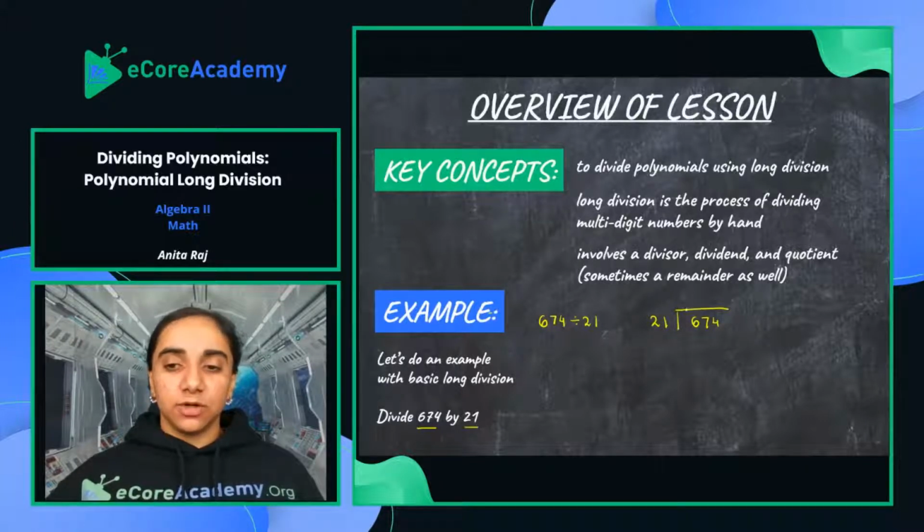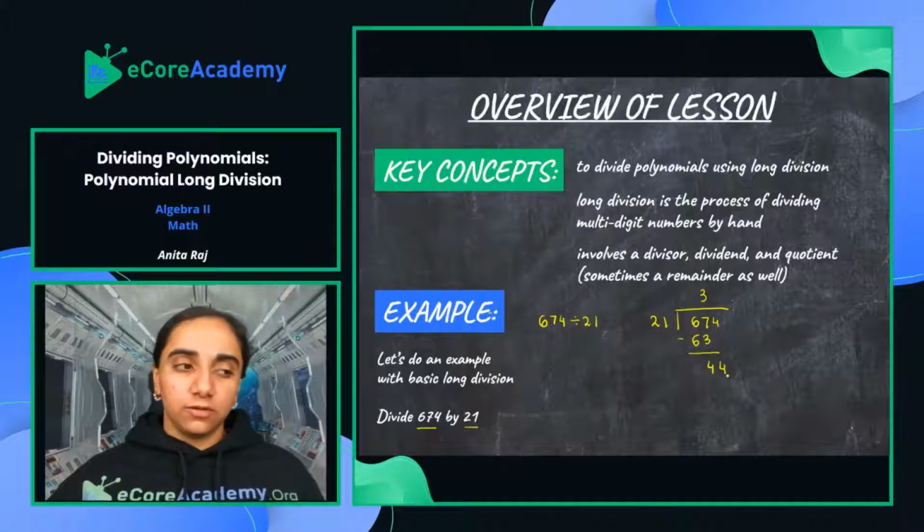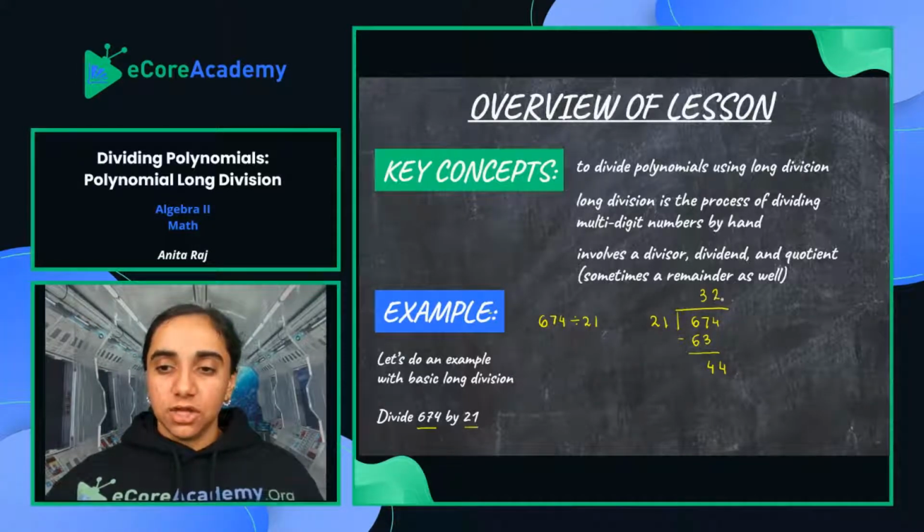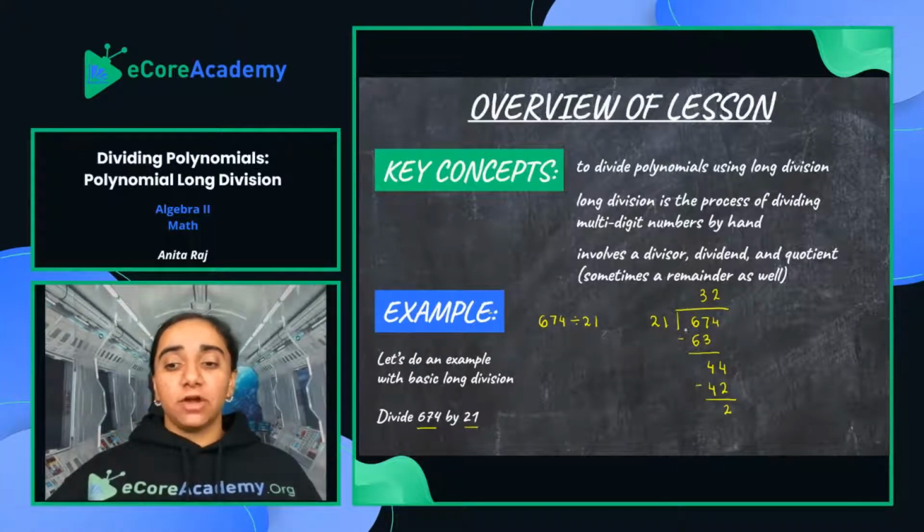In this case, 21 can go into 64 3 times. So 3 times 21 is equal to 63. If you subtract those two, you're going to get 1. And we're going to bring the 4 down. So 14. So 21 into 14 is going to be 2 times. 2 times 21 is going to be equal to 42. So if I subtract 42, I'm going to get 2. And if you see, we've run out of numbers because with 674, we've used up all the digits.